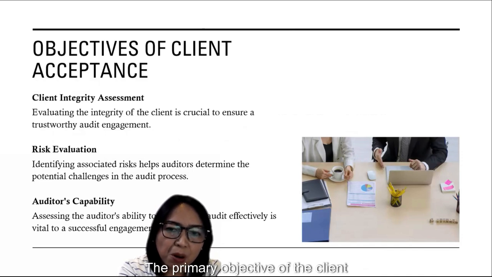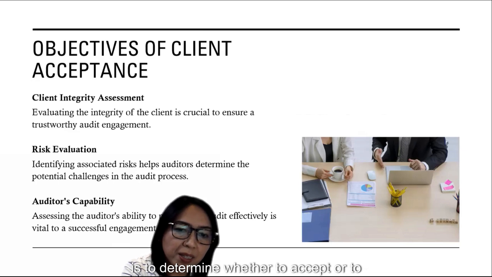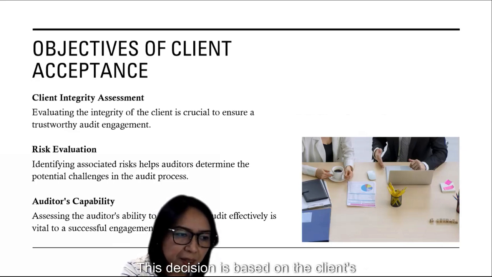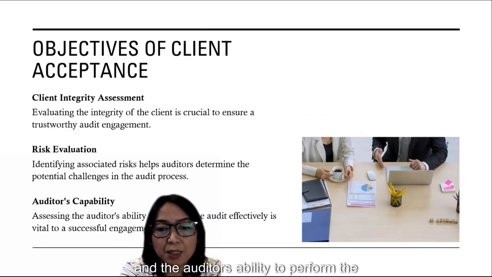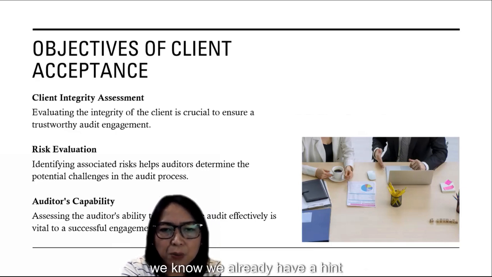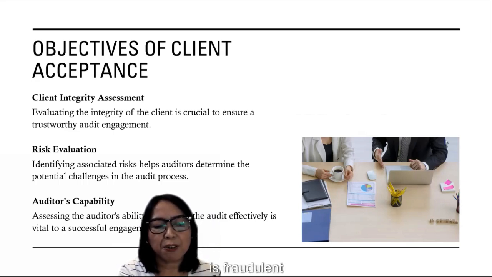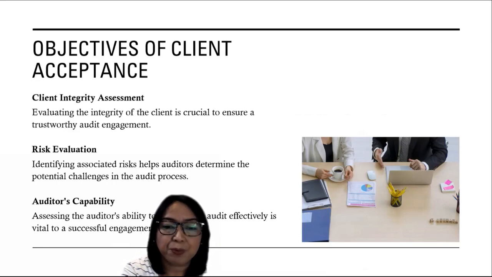The primary objective of the client acceptance phase is to determine whether to accept or to continue the audit engagement. This decision is based on the client's integrity, associated risks, and the auditor's ability to perform the audit effectively. If we already have a hint or we already know that the management of this particular company is fraudulent or they don't have integrity, then we have to think twice before accepting any engagement for audit.